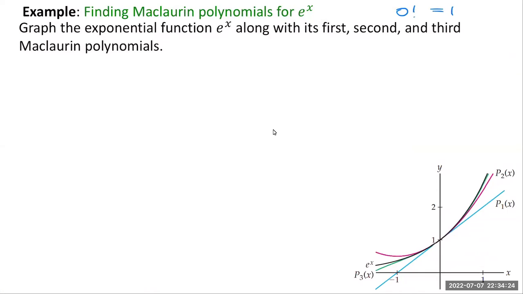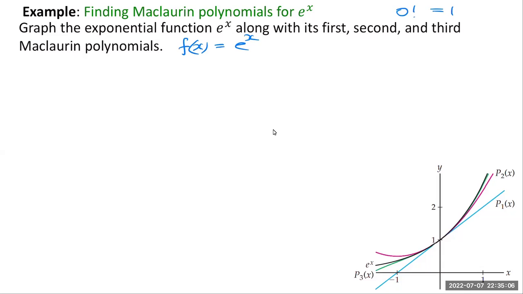Let's go over this example now. Here is the example that I want to look at. Graph the exponential function e^x along with its first, second, and third Maclaurin polynomials. First of all, let me recall the Maclaurin polynomial again. Let's take f of x to be e to the power x. That's the given function, right? That's going to be my f of x. For this f of x, I want to find the first, second, and third Maclaurin polynomials. You will see the importance of those Maclaurin polynomials in a second. I'll show that to you.